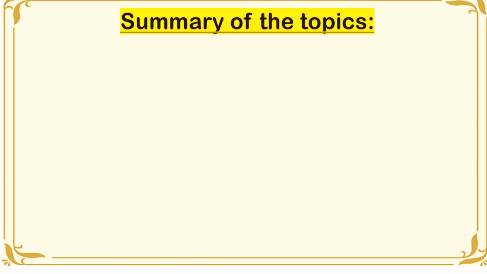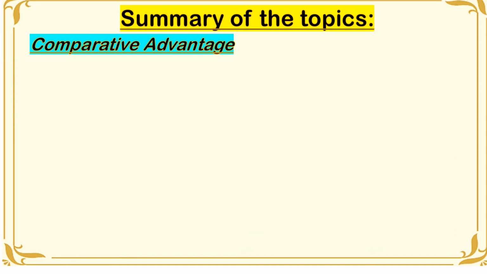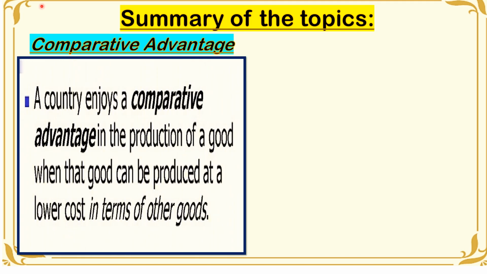Now, class, just a summary of the topics we have discussed today. The first one is comparative advantage. So, what do you mean by comparative advantage? It means a country enjoys a comparative advantage in the production of a good when that good can be produced at a lower cost in terms of other goods.